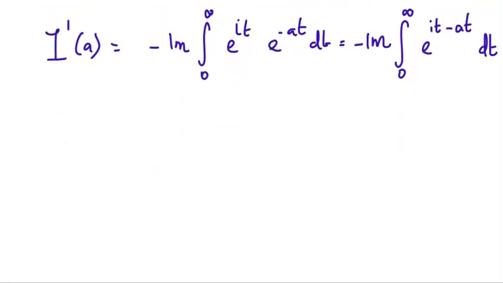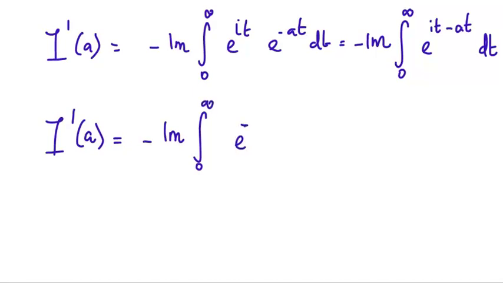At the numerator, at the power there, we're going to factor out negative t. So I prime of a is equal to negative the imaginary part of the integral from 0 to infinity. So this is going to be e raised to the power of negative t, and then we're going to have, that will give us a minus i, and then we have our dt.